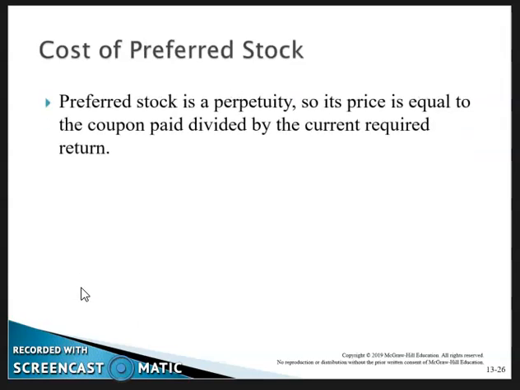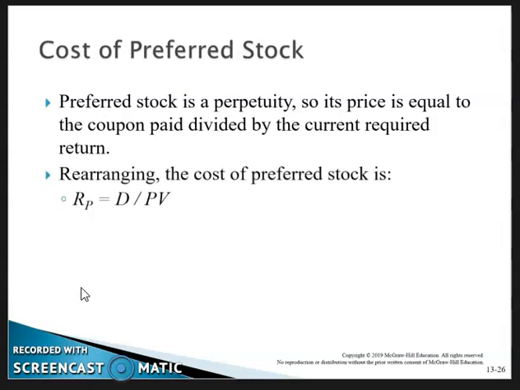Cost of preferred stock. Preferred stock is a perpetuity, so its price is equal to the coupon paid divided by the current required return. Rearranging, the cost of preferred stock, RP, is just the dividend divided by the current price.